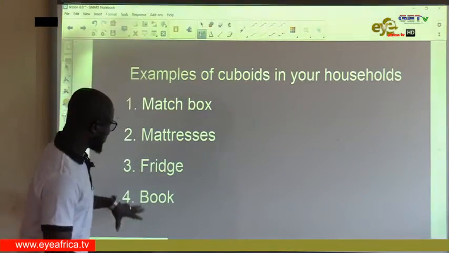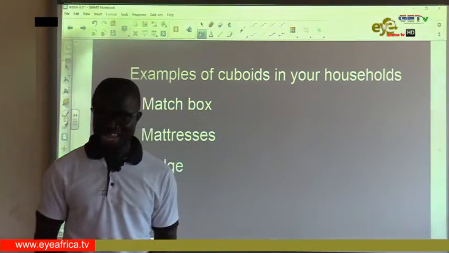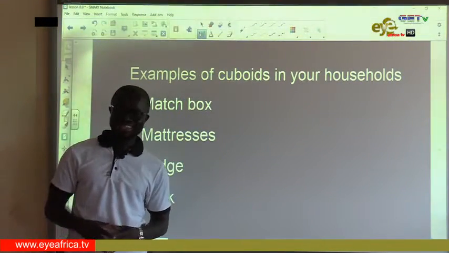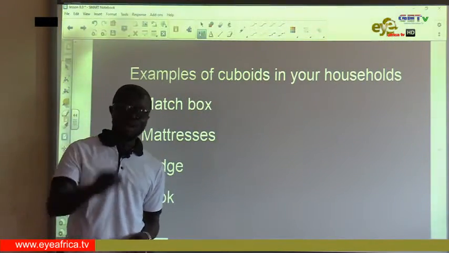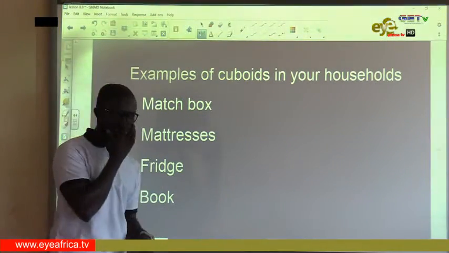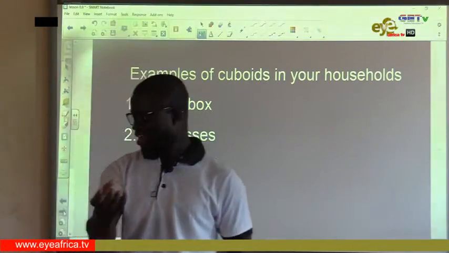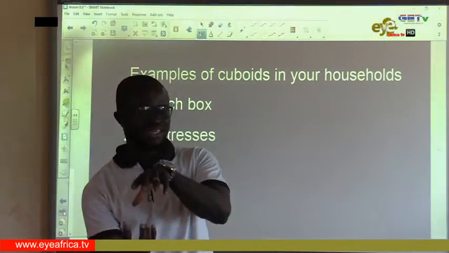The fourth example we have is a book. I know some of you will doubt, a book a cuboid? Yes, it is possible. The book can be termed as a cuboid. Why do we term the book here as a cuboid? If you have any book by your side, can you hold the book in your hand? Feel it. Remember, it has a thickness.